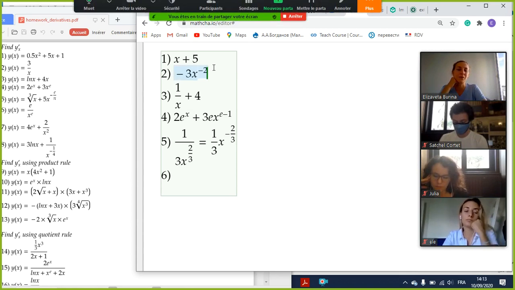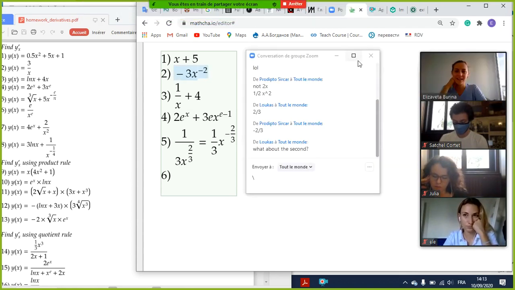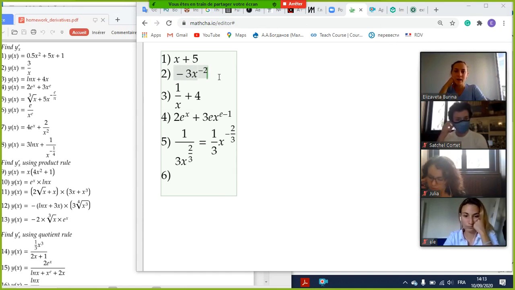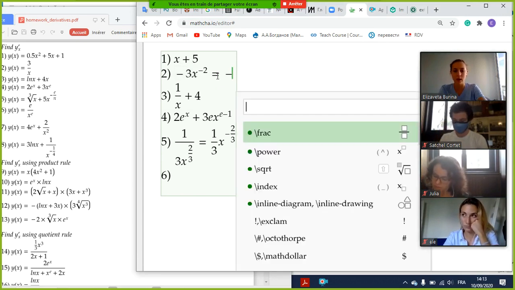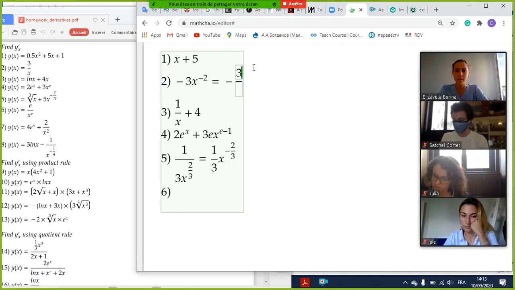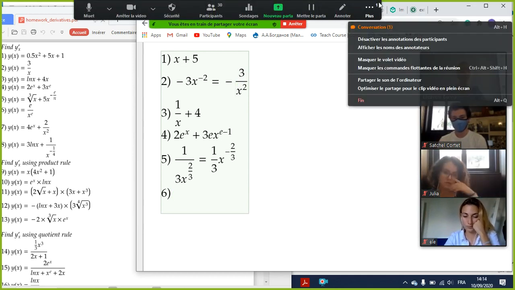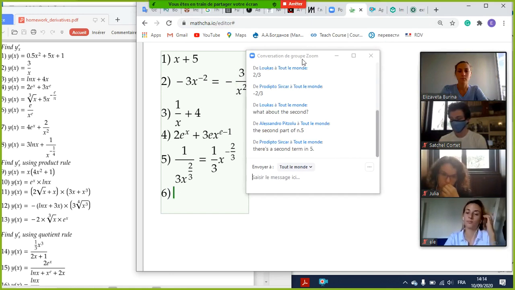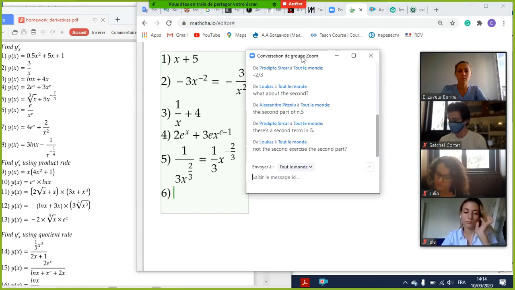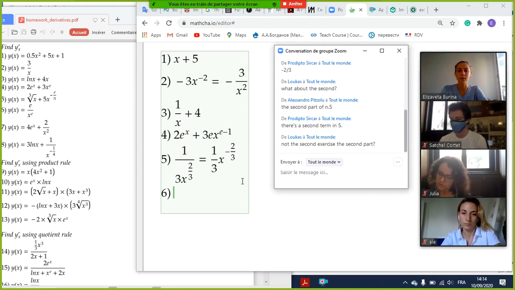Well, here we could also write it in a fraction. What about the second? Yeah, exactly. So I could write here this way. So that would be minus, and that's fraction 3 over x squared. Okay, yeah. The second term in 5. Okay, sorry.